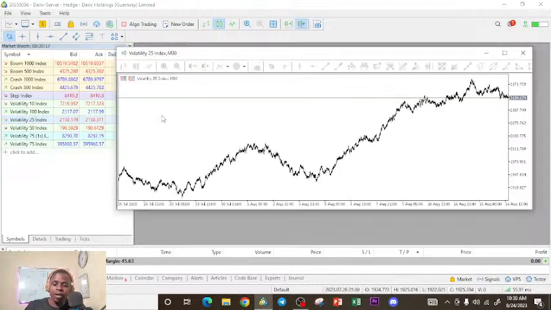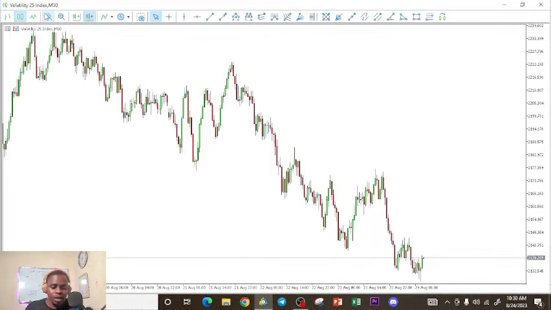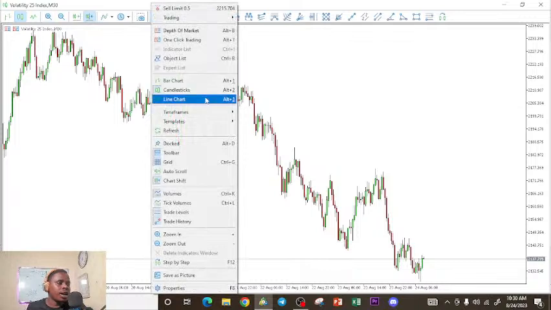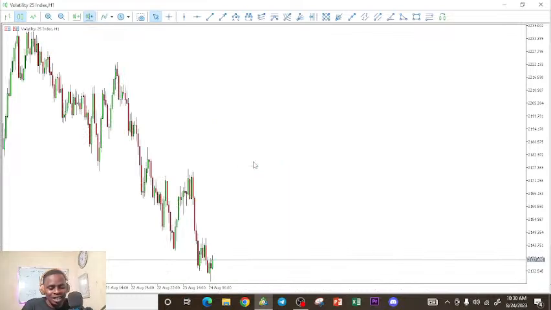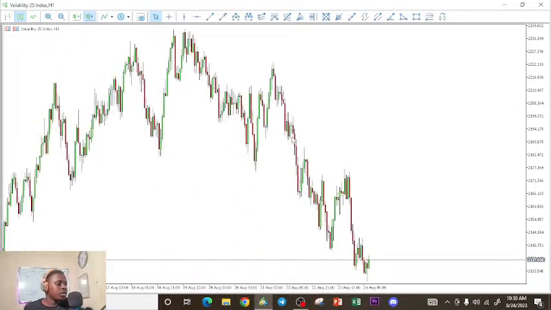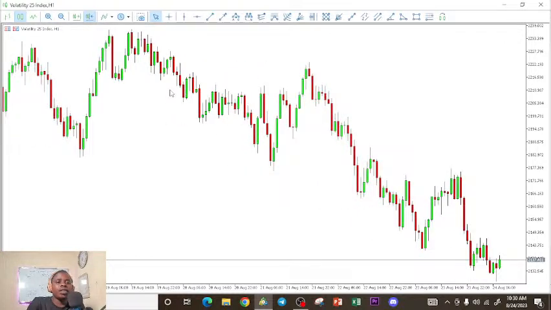Volatility 25 index, which is my favorite pair to trade. This is my favorite indices to trade, and I'm not saying that it's because the reason why I like it personally, I don't know the reason why I like it. I just enjoy trading the volatility 25 indices. It just turns out to be one of my better pairs to trade, right?